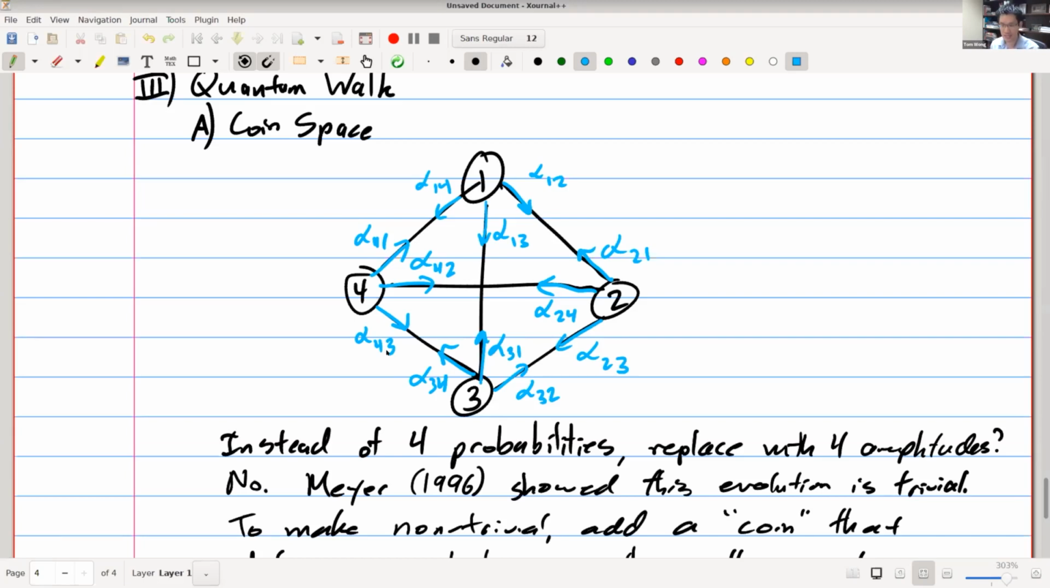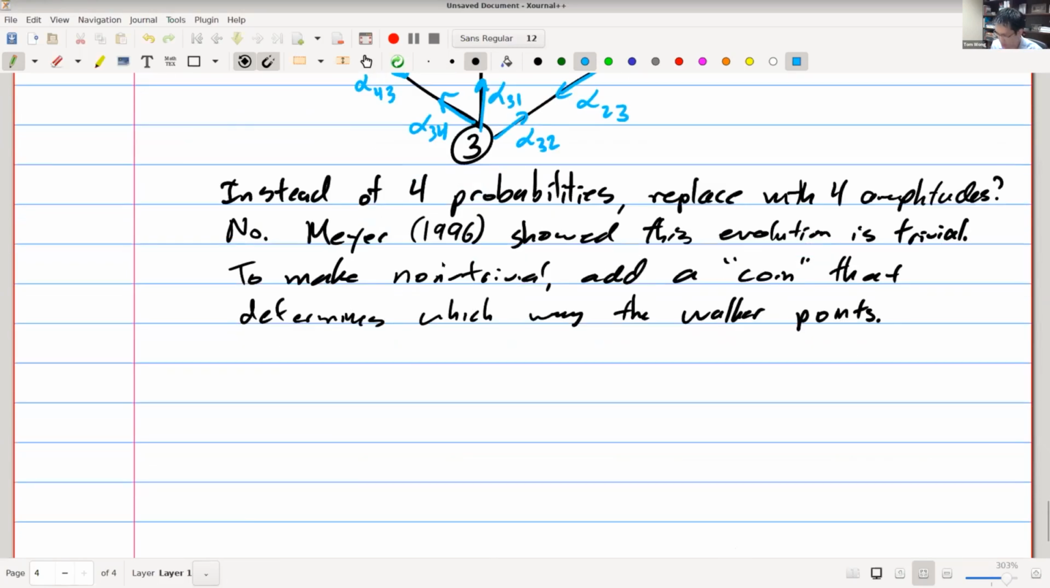So basically the state of the quantum walk is a superposition over these 12 possibilities. All right, so with this in mind, let's go ahead and work through what the algorithm is.